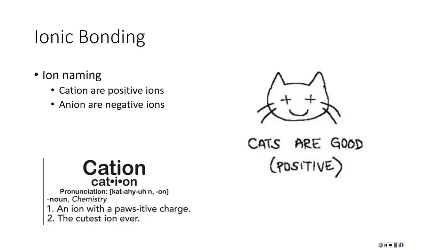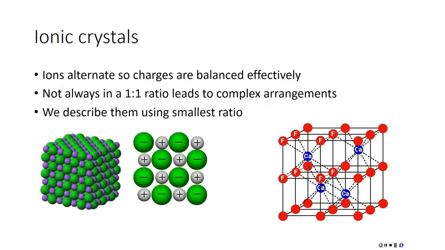Cations are positives, the anions are the opposite. They're negatives. Now, these positives and negatives don't want to be next to each other. So if you've got two positives, they're going to push apart from one another. Two negatives will do the same thing. So because of this, when you've got positives and negatives, they like to alternate. They like to have a positive, then a negative next to it, then a positive, then a negative. And you see this especially in 1-to-1 ratio compounds like sodium chloride, where you have one positive ion, sodium, and one negative ion, chlorine. So this is the structure of sodium chloride.